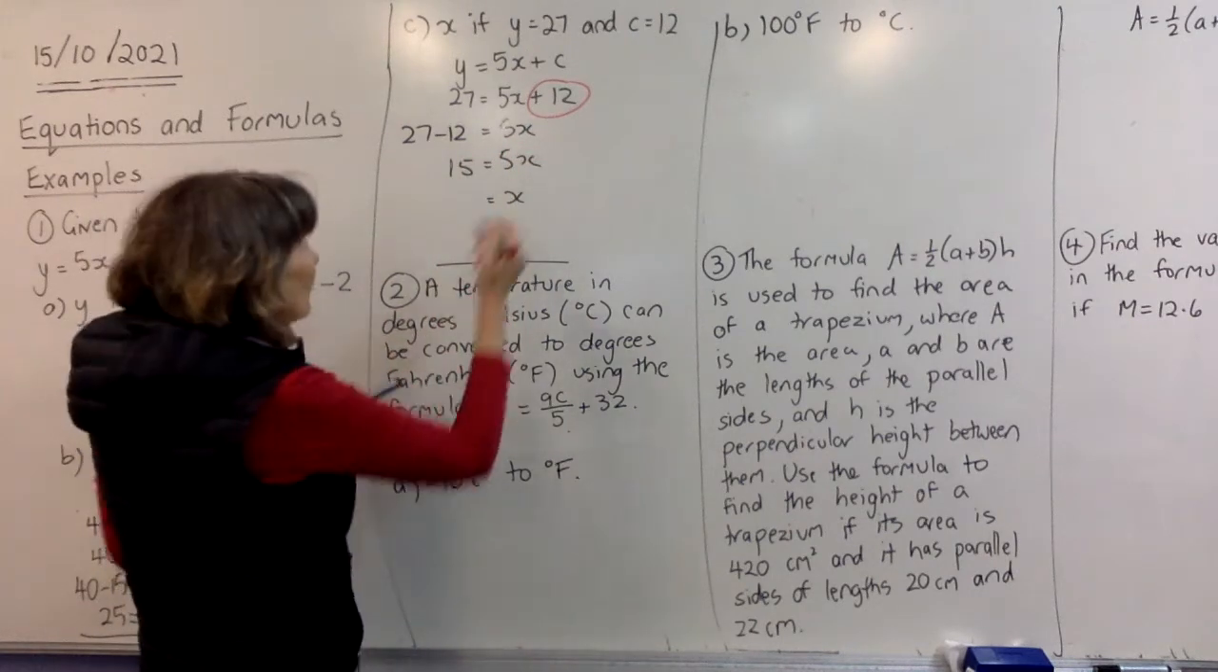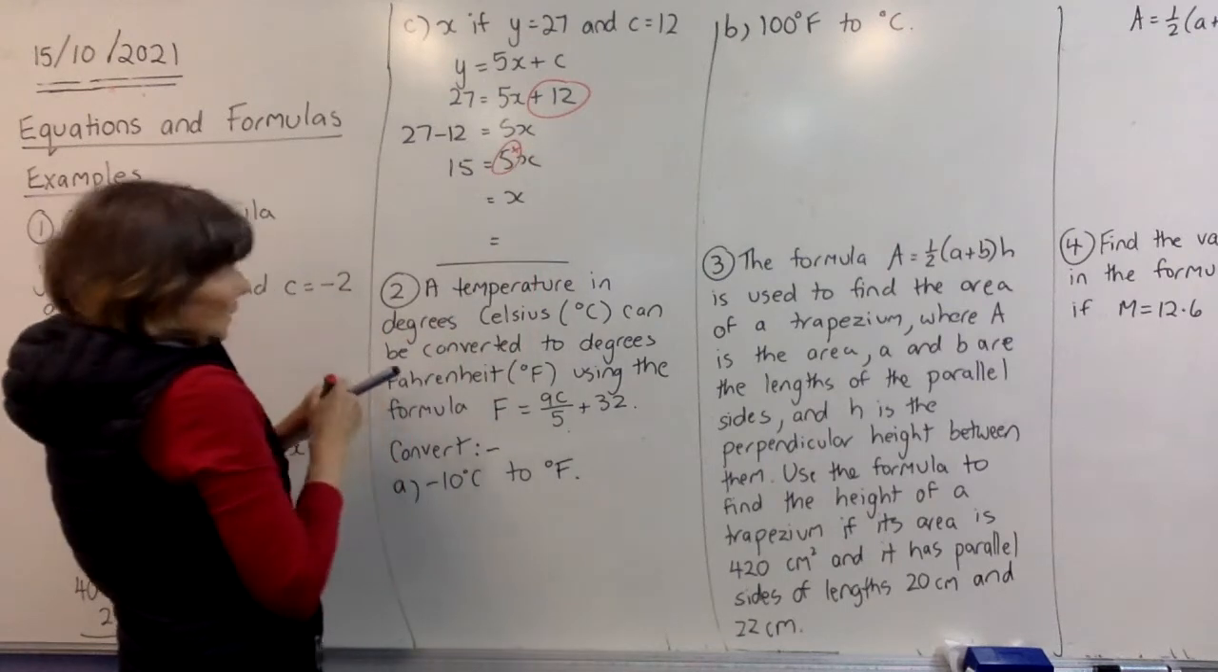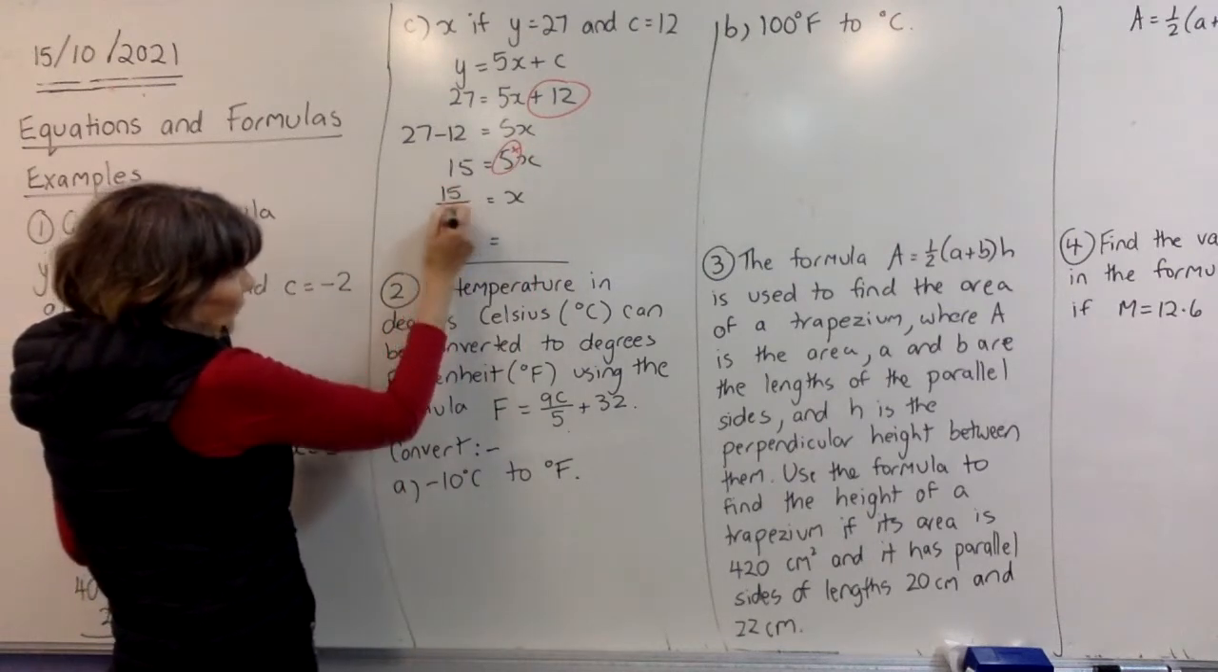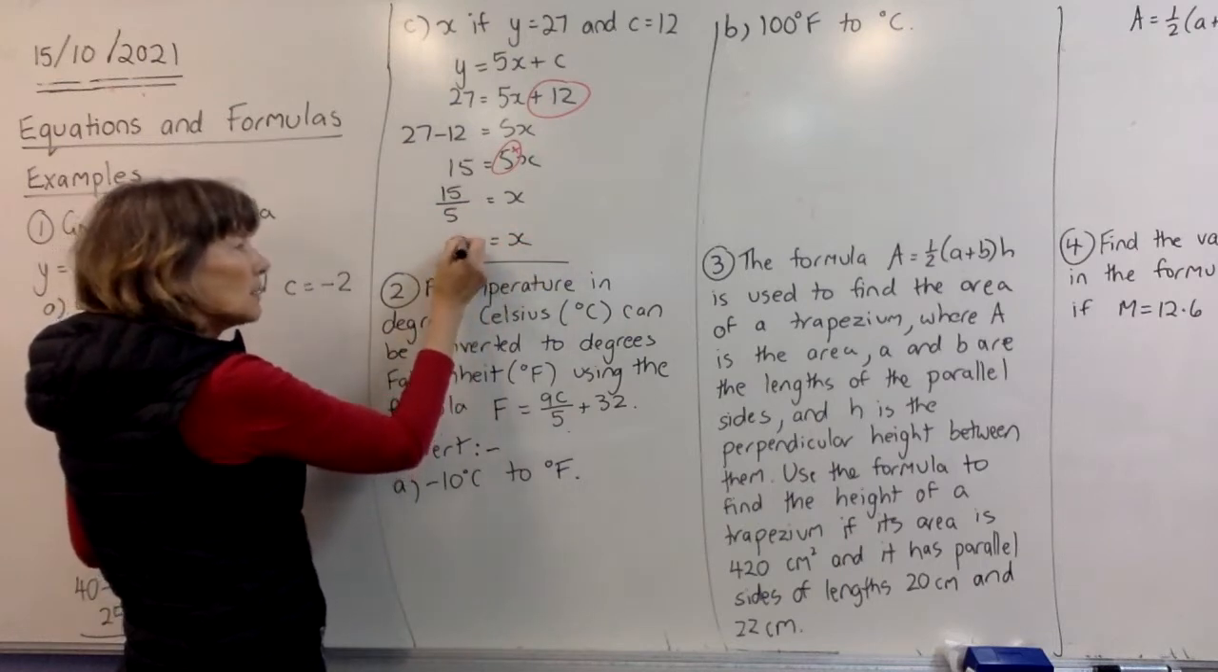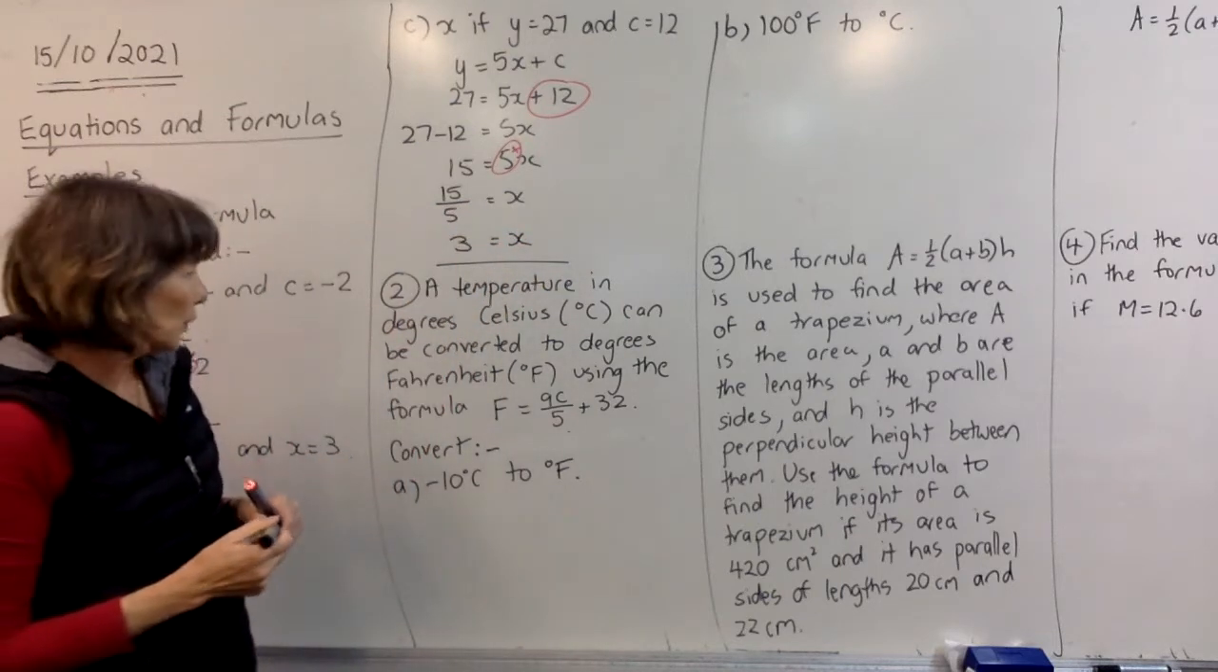And now we're getting rid of our 5. And we divide by it, doing the opposite of times. And we get our answer of x equals 3.